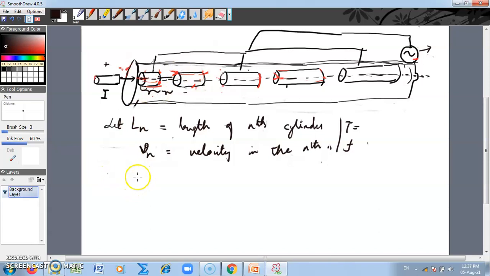So definitely we can write that Ln is equal to Vn into T by 2, because distance is equal to velocity into time. So the time required should be such that while it's traveling from here to here, at that time the polarity should change. So it should be Vn into T by 2. This is equation number 1.